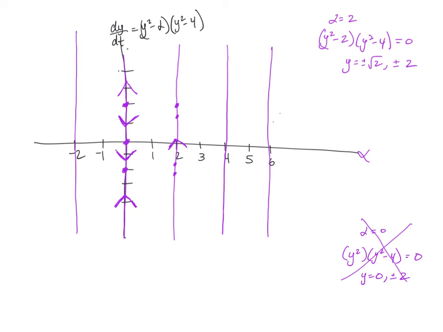Okay, then something between root 2 and 2. So this is 1.4, this is 2, I don't know, maybe 1.5. I might have to put this one in my calculator. 1.5 squared minus 2 is positive, and 1.5 squared minus 4 is negative. Positive times a negative is negative. So I've got a down arrow here, and I would have another one here. And then if you plug something bigger than 2, like a 3, this would be positive and this would be positive, so you have an up arrow.